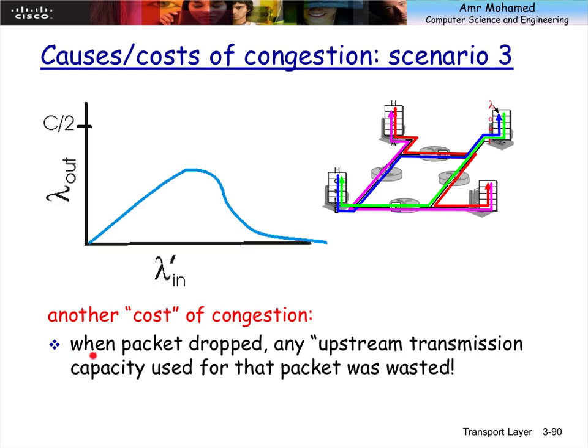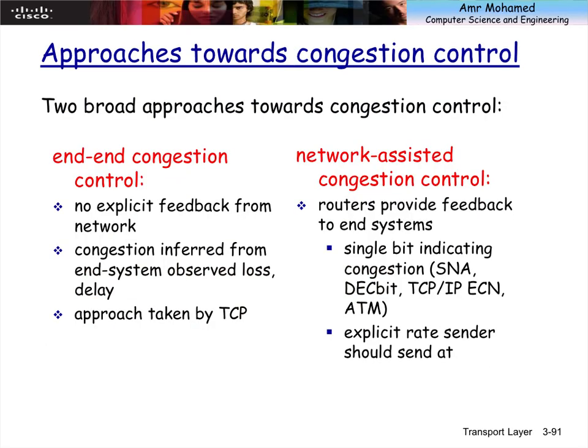So the cost of congestion: when a packet is dropped, any upstream transmission capacity used for that packet was wasted. If we use the network irresponsibly, we are consuming the resources of the network, but effectively the output for all of us is zero. This is a very, very bad situation. So everything is wasted. The network is working but nothing is coming out. This is a chaotic state. Okay? That's why congestion control has serious implications.